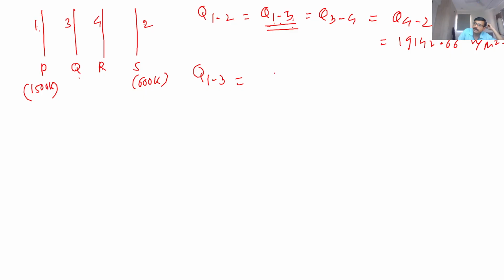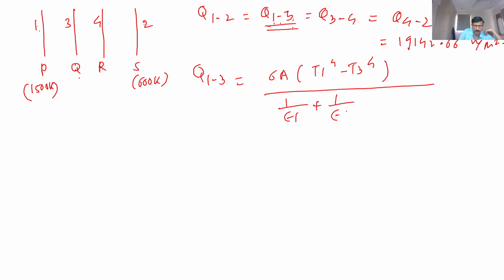How to write the formula? Just like we have written for 1 and 2, write it for 1 and 3. So 2 is replaced by 3 now. Sigma A, T1 raised to 4 minus T3 raised to 4, as if you are writing between 1 and 3 rather than 1 and 2, divided by 1 by epsilon 1 plus 1 by epsilon 3 minus 1. Okay, now just put the values.